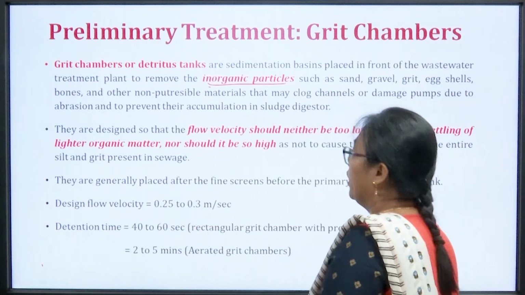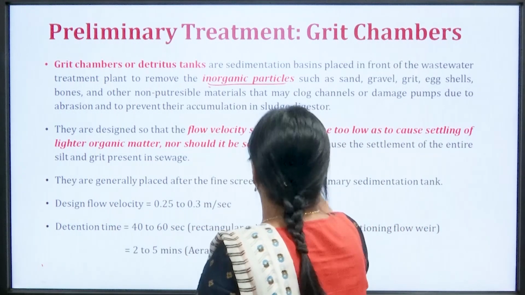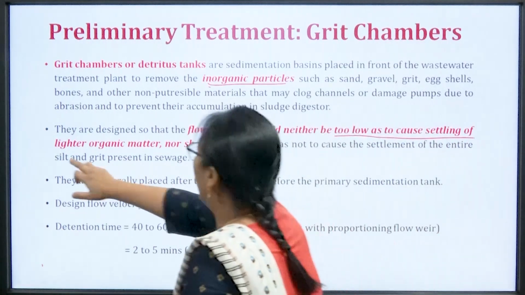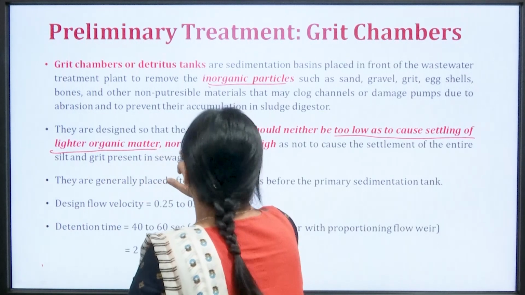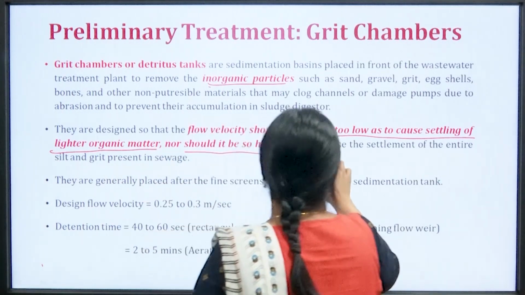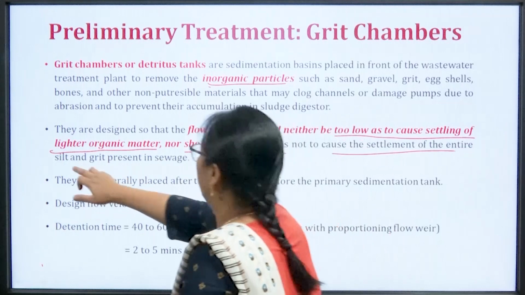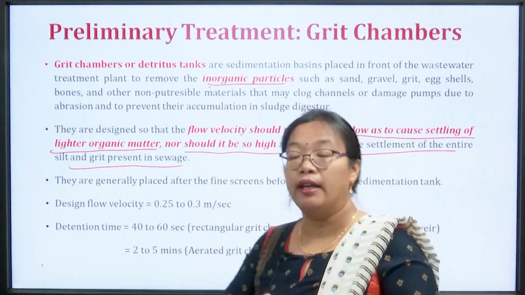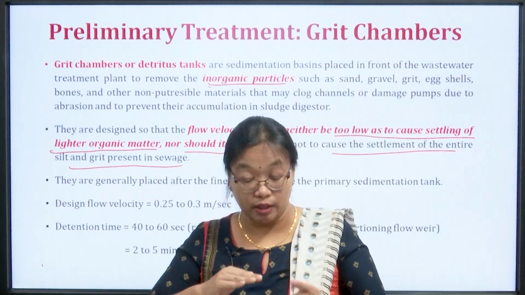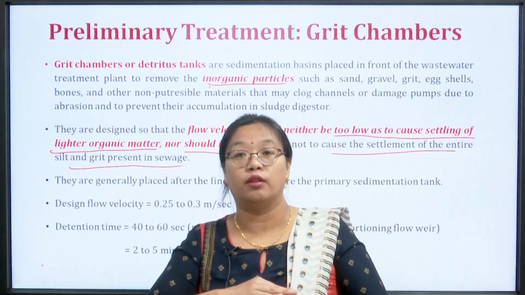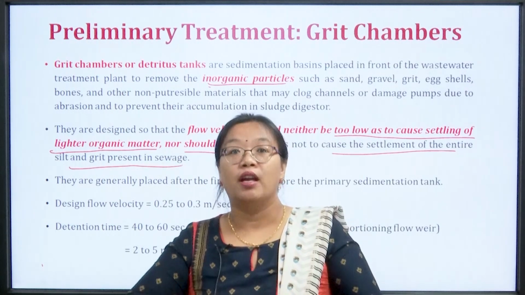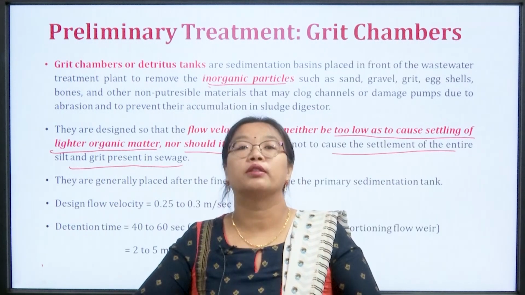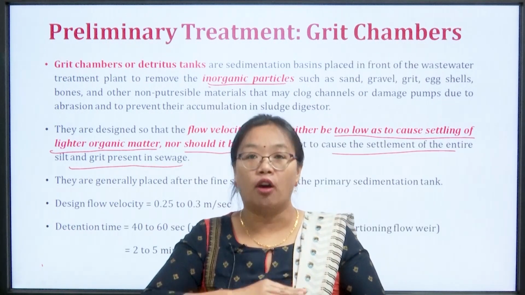So, what is the design principle? They are designed so that the flow velocity should neither be too low, as to cause settling of lighter organic material, nor so high as to prevent settlement of the silt and grit present. So, grit chambers are designed with such a velocity that it should not cause settling of organic matter, but it should cause settling of inorganic matter.